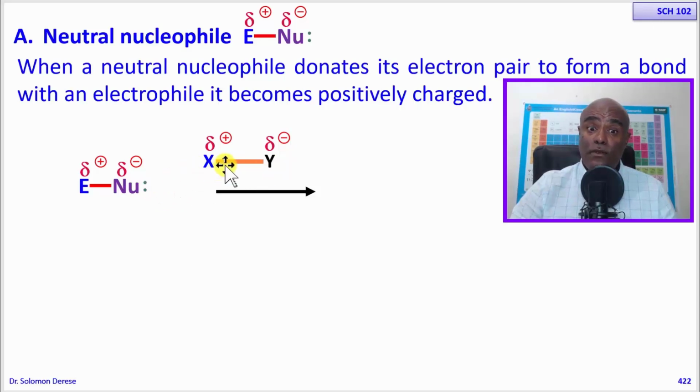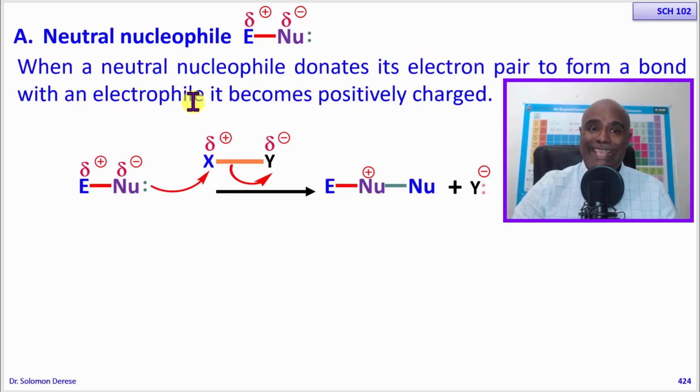Our focus is not on this. That one is settled. Of course, this one has to break. But this nucleophile, after it has formed a bond with X, becomes positively charged. So when a neutral nucleophile donates its electron pair to form a bond with an electrophile, it becomes positively charged.